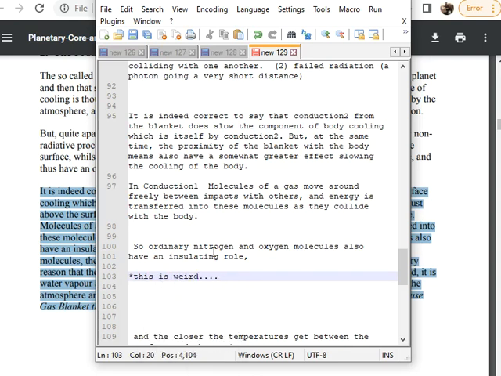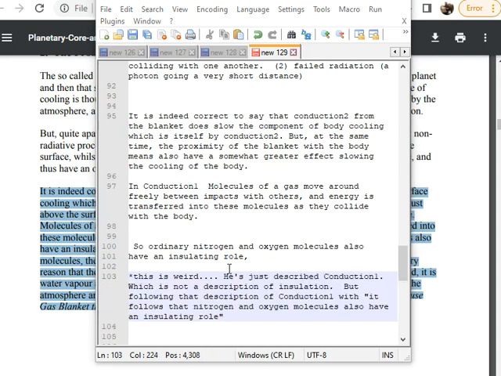Why? Because he's just described conduction 1. Molecules of gas move around freely between impacts with others. Energy is transferred into these molecules as they collide with the body. This is a description of conduction, which is not a description of insulation, but it is followed with so ordinary nitrogen and oxygen molecules also have an insulating role, which I would interpret as it follows that nitrogen and oxygen molecules also have an insulating role.